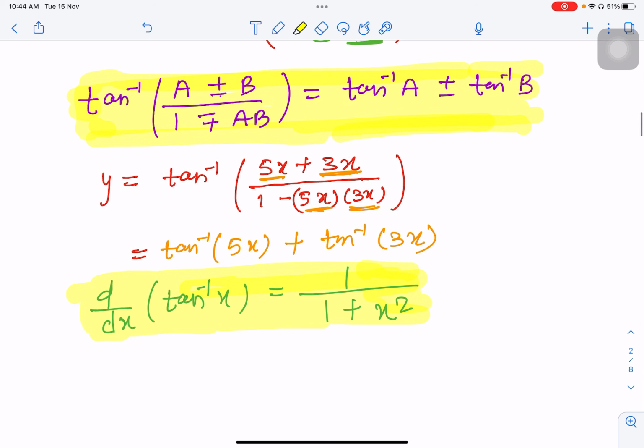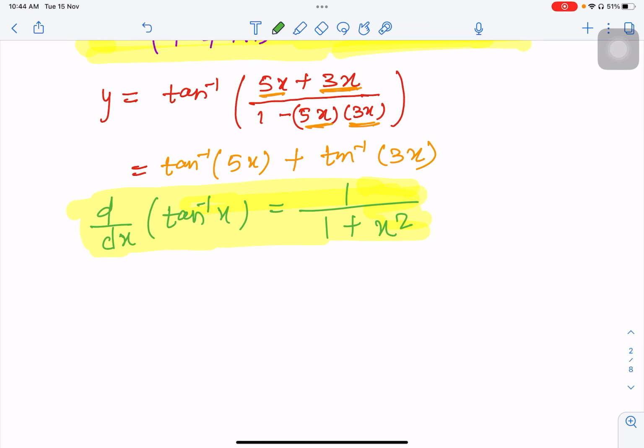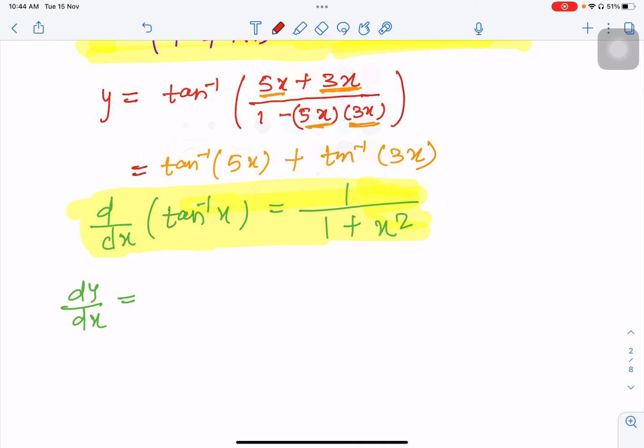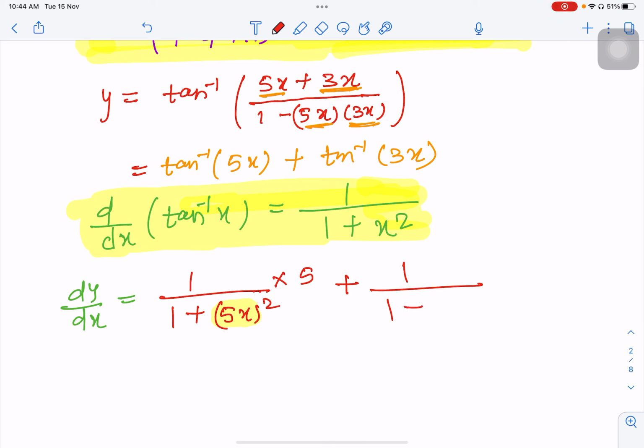Okay, now using that formula, what will dy by dx become? So finally dy by dx will be derivative of tan inverse 5x क्या होगा? It will be what, 1 over 1 plus 5x the whole square. But ये x नहीं है ना, x के प्लेस पे 5x है, so we have to take the derivative of this term. Very important, we have to take the derivative of this term. And what is derivative of that term? 5. Plus we'll have 1 over 1 plus 3x the whole square.